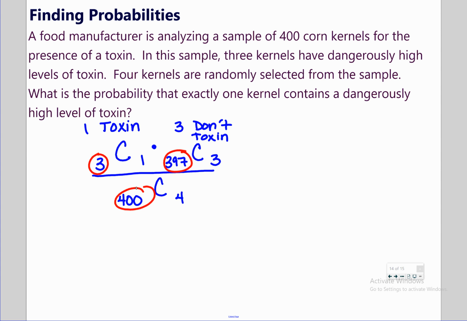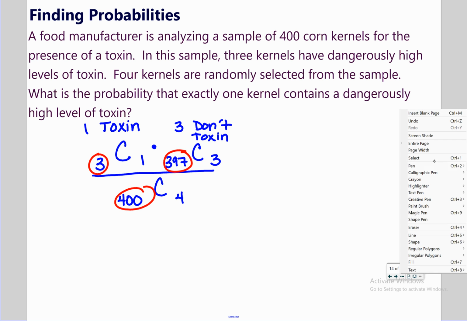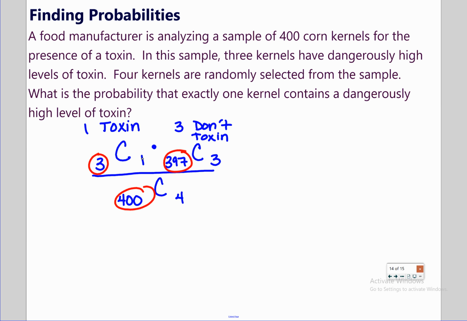If you're not sure when you set these up if you've done it correctly, the left side of your combination notations should add up. So 3, 397, 400. And the right side should add up. So 1, 3, 4, if you've done that correctly. And then you just type the whole thing in your calculator. You might have to do that in chunks.